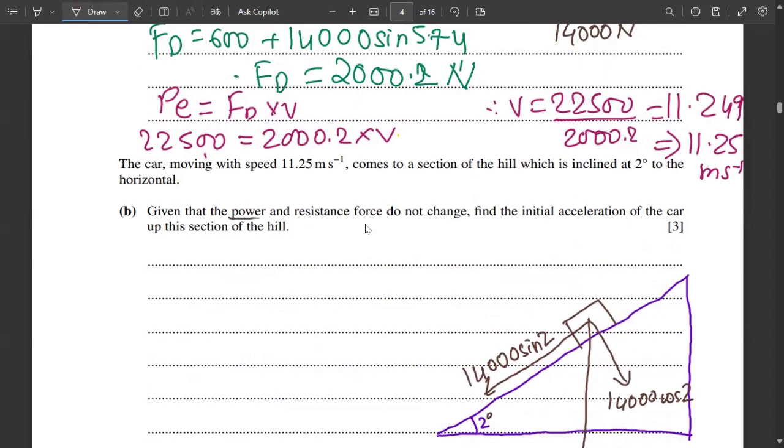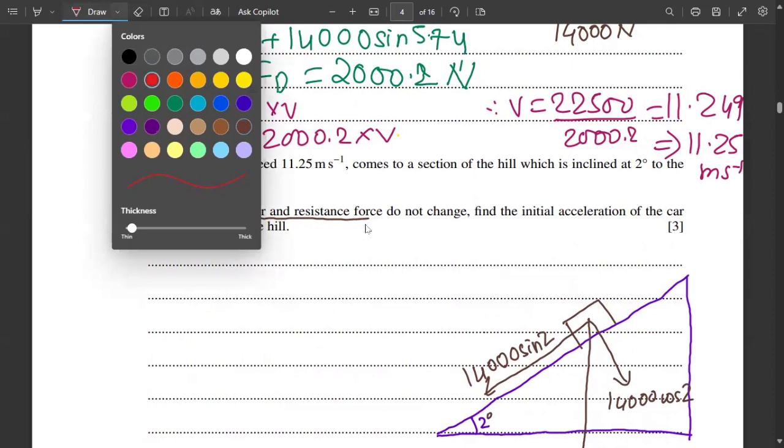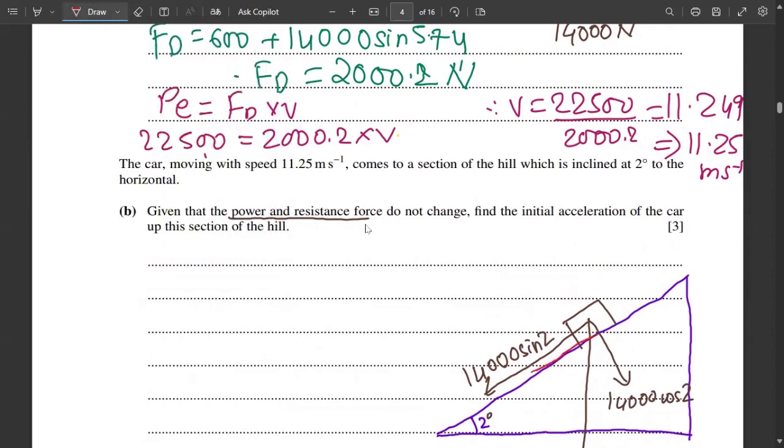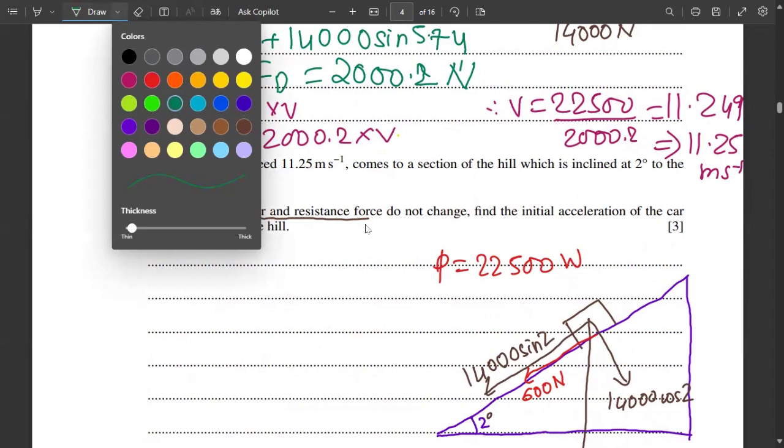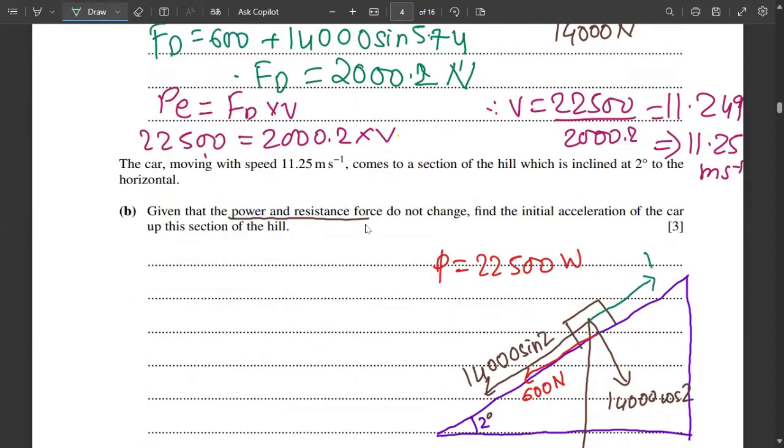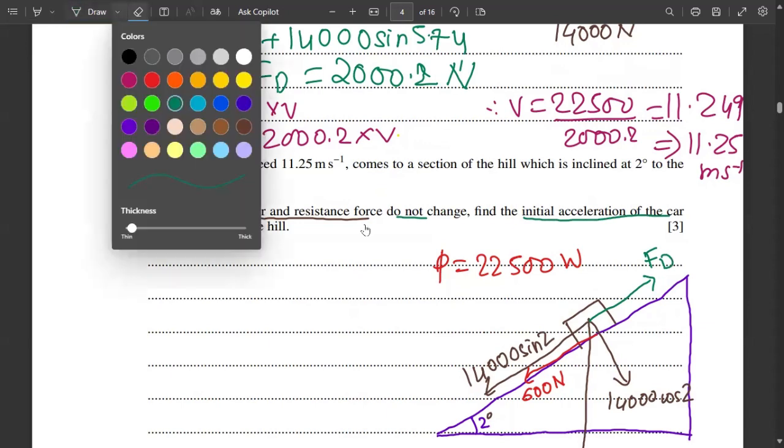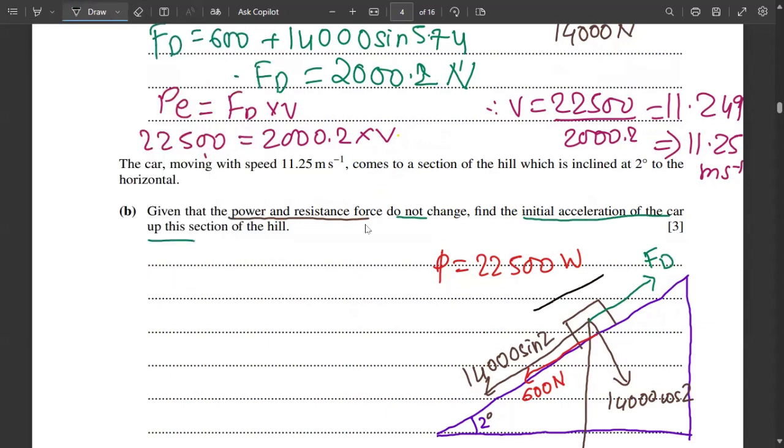Given the power and the resistance force do not change. So resistance force we know is 600 Newton. Power is 22500 watt. Because there is power, we know that there will be a driving force FD. They have told us power and resistance do not change. Find the initial acceleration of the car up this section of the hill. So that means that the acceleration is upwards.